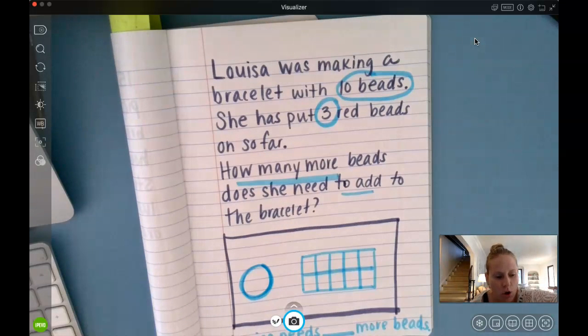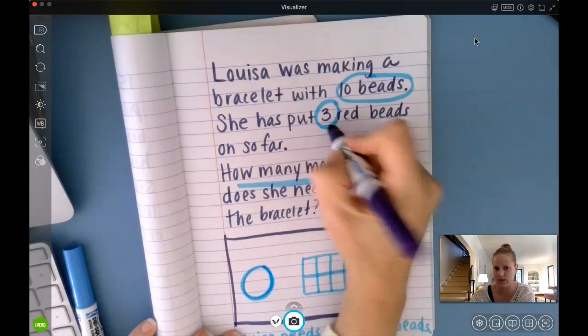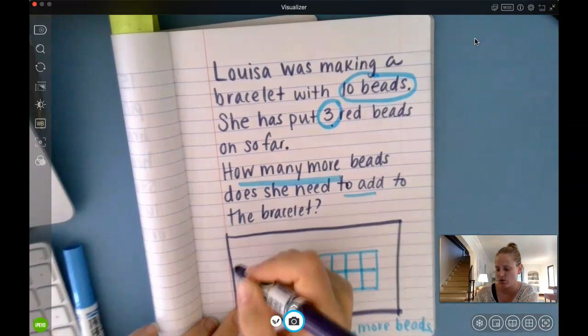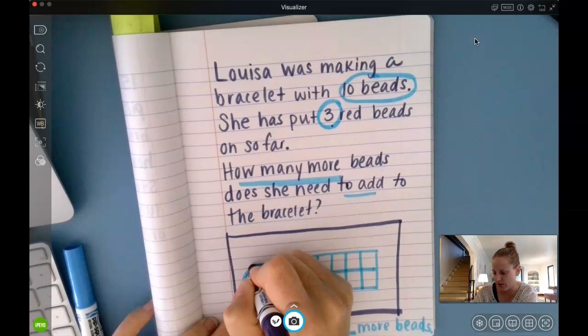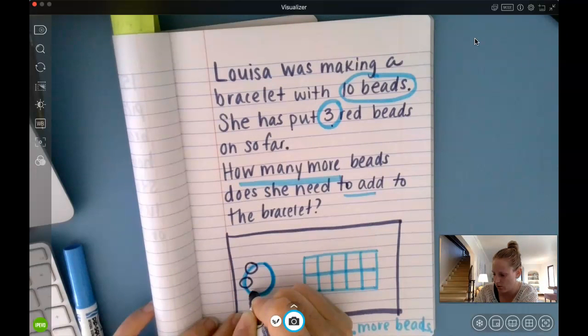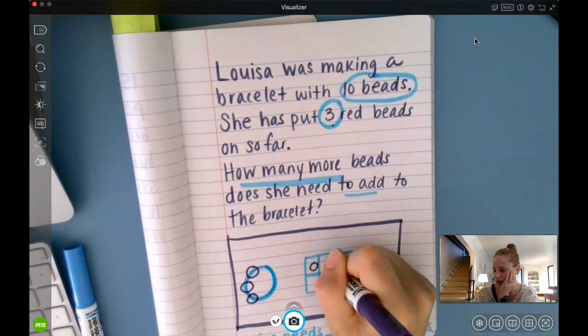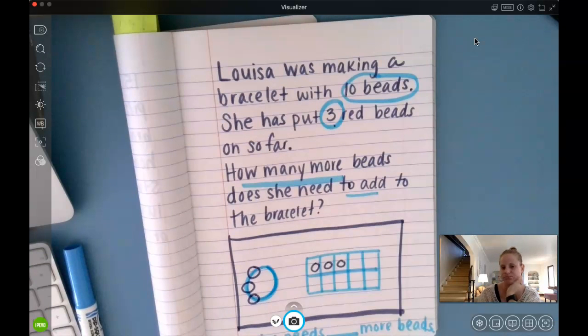Okay, let's show how many beads Louisa put on first, how many she has so far. They were red, and I can look back at my problem and see there's 3. Do this with me, boys and girls. Let's put 3 beads on the bracelet. Ready? 1, 2, 3. I'm also going to put them in my 10 frame. You just show them on your bracelet. 1, 2, 3. Let me wait a few seconds here. Good.